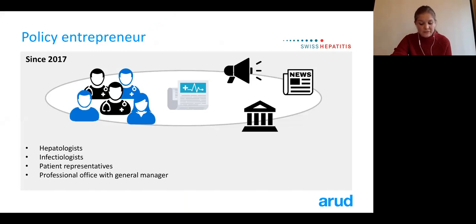In 2017, the Swiss experts in viral hepatitis changed its name to Swiss Hepatitis, and it became an advocacy organization. Specialists from other fields, as well as patient representatives, were brought on board. So medical evidence was translated from scientific language to a broader public. Awareness campaigns were launched. Relations with journalists were cultivated, and the dialogue with politicians was sought.